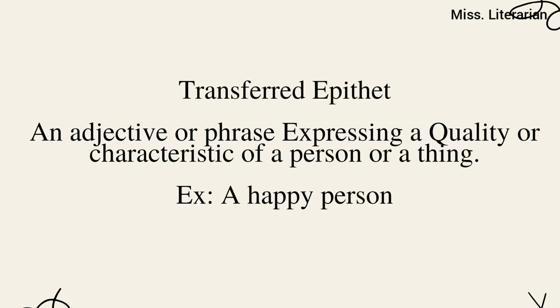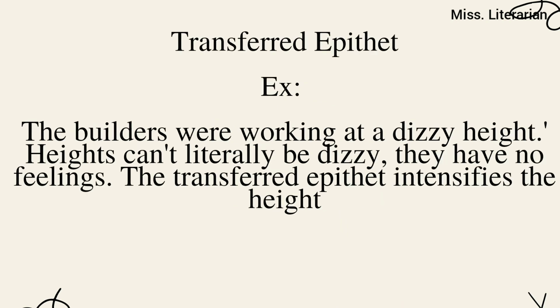Transferred epithet. Transferred epithet is when an adjective usually used to describe one thing is referred to another. First, let's see what is epithet. An adjective or phrase expressing a quality as characteristics of the person or thing that is mentioned. So let's look the example. A happy person. Here epithets are usually adjectives like happy that describes a noun person. But transferred epithet is when this adjective is transferred to a different noun like happy birthday.